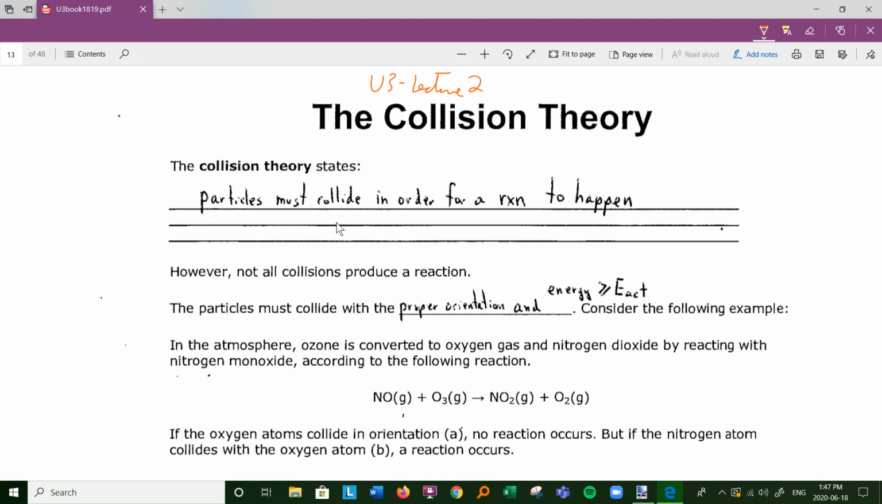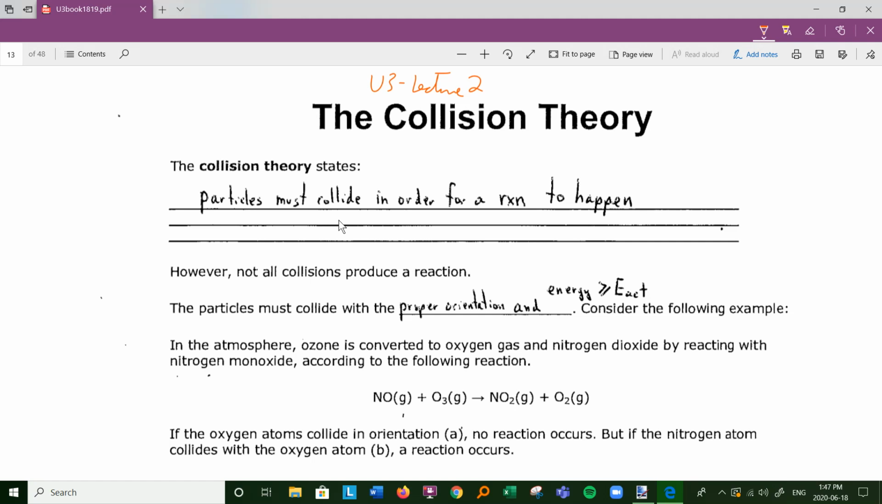You can have collisions where you don't get a reaction, just like you could have one car hit the bumper of another car really slightly and not cause a dent that MPI would notice. So that would be an ineffective collision. There's a big dent, yeah, that's an effective collision, and you'll lose your deductible.